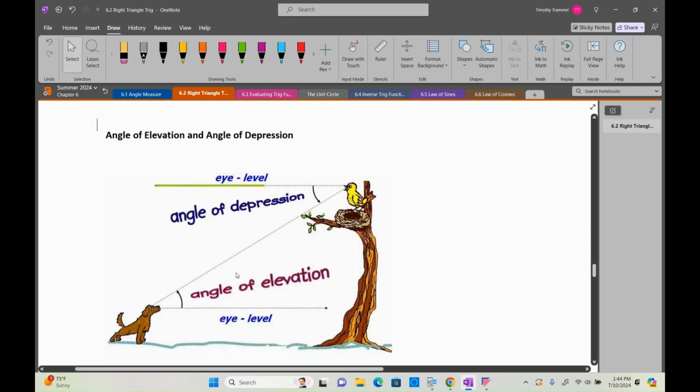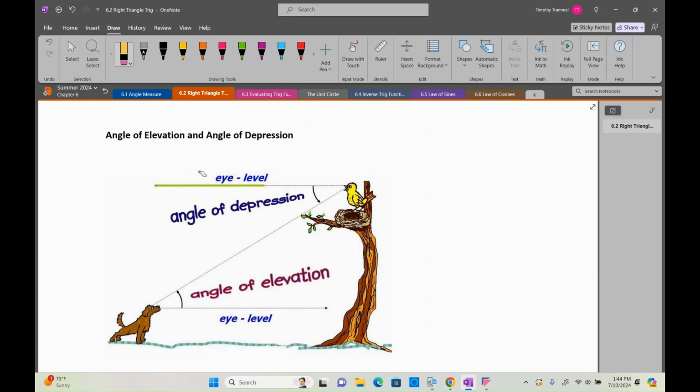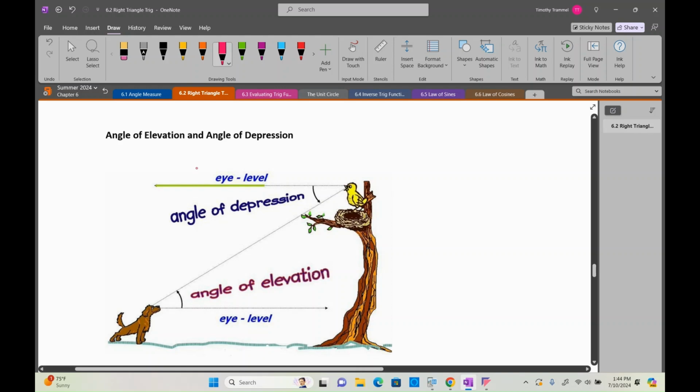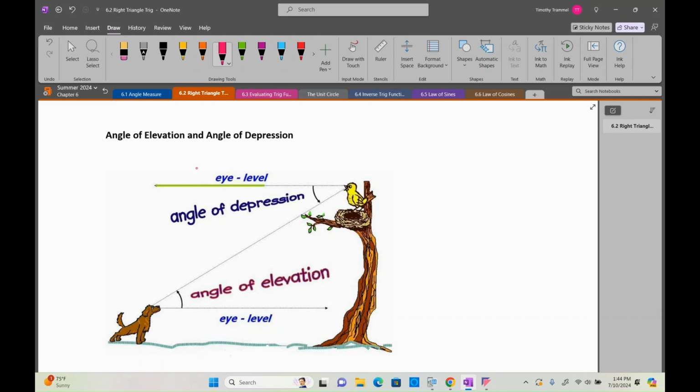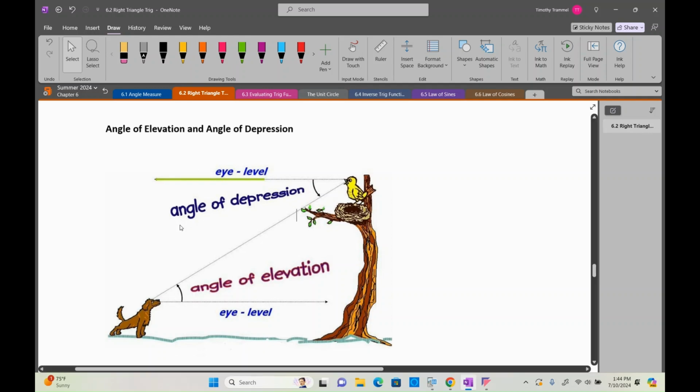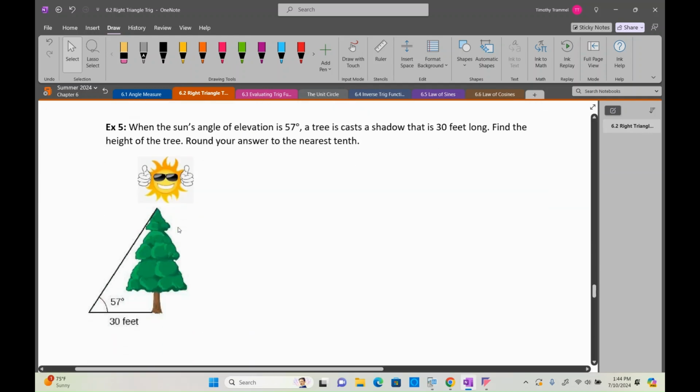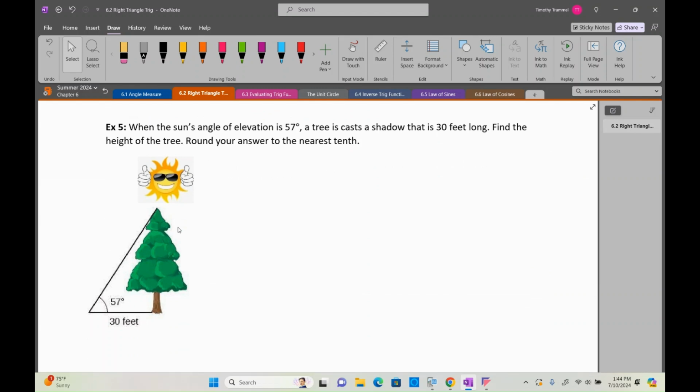Okay. And then before we do a couple examples here, when we talk about angle of elevation, this is just simply how far up we go off of the horizontal, versus angle of depression would be how far down we go off of the horizontal. All right, so let's try a couple out here. So it says when the sun's angle of elevation is 57 degrees, a tree casts a shadow that is 30 feet long. Find the height of the tree.